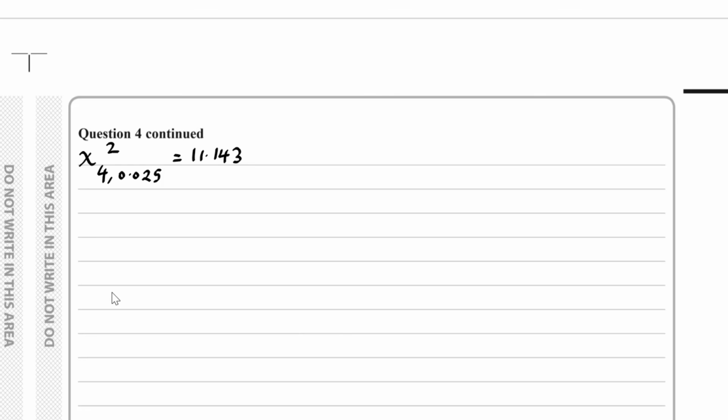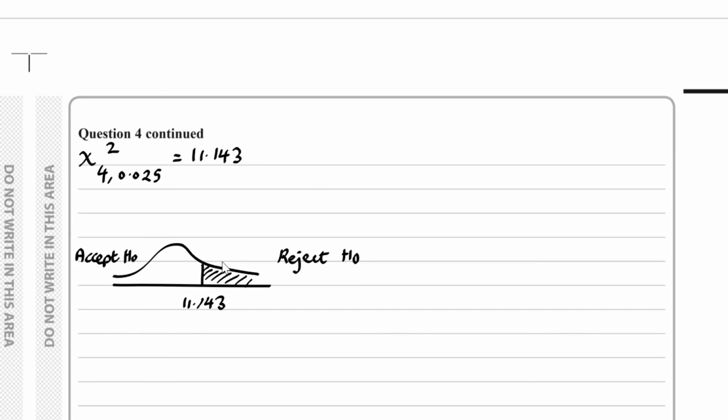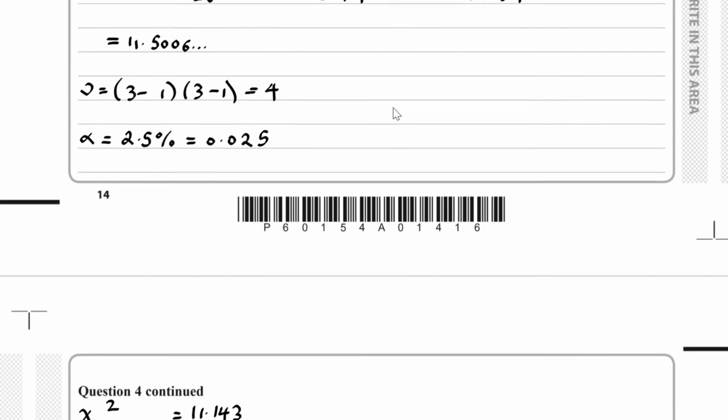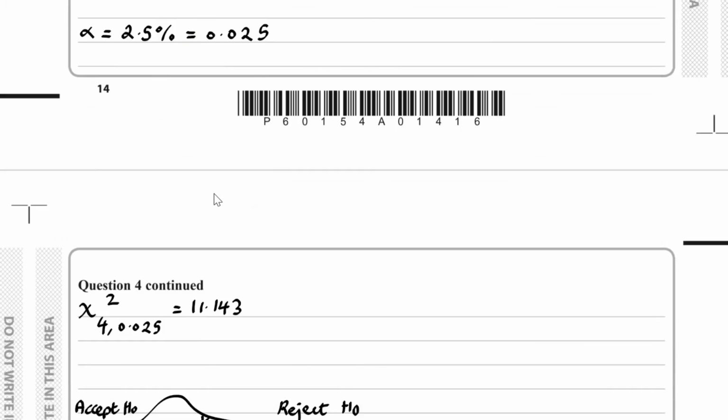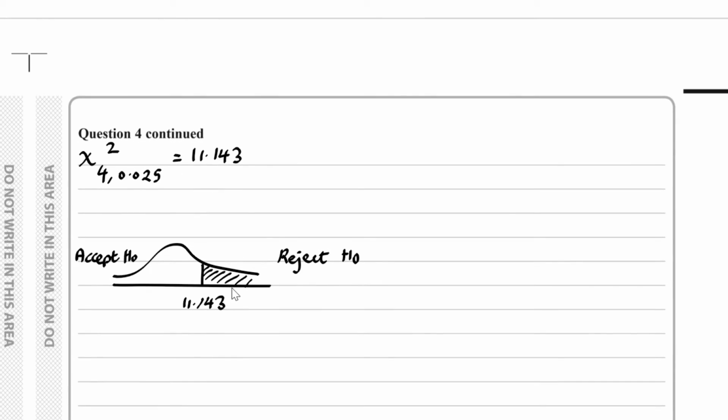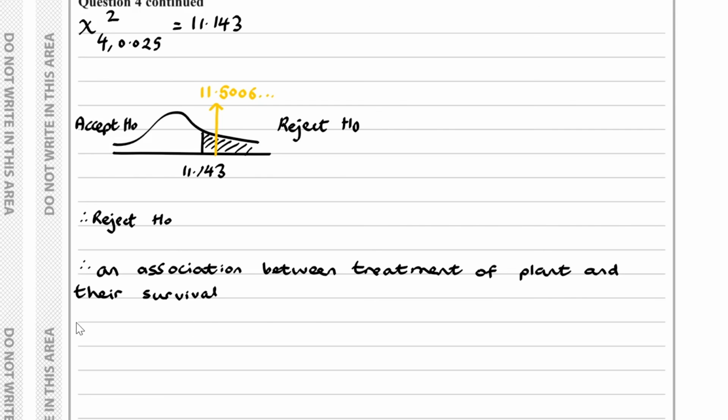So drawing a quick diagram to illustrate all this. Sorry, let's draw it neatly. So we've got here our critical value of 11.143. Here is where we reject H0, and here is where we accept H0. And what we found is we got a value of 11.5006, so that is somewhere over here. So what you can see over here is we reject H0. And what does this mean for our conclusion? We have the following conclusion. There is an association between the treatment of plant and their survival.